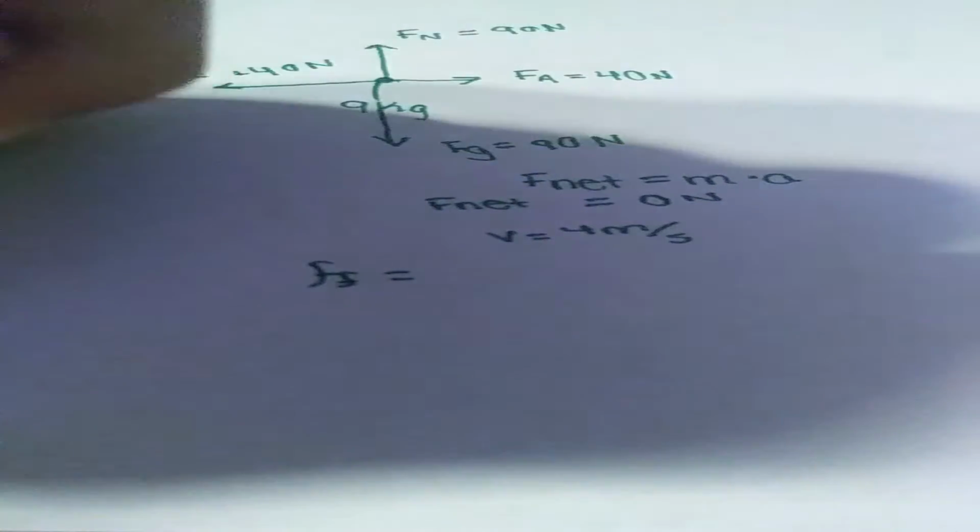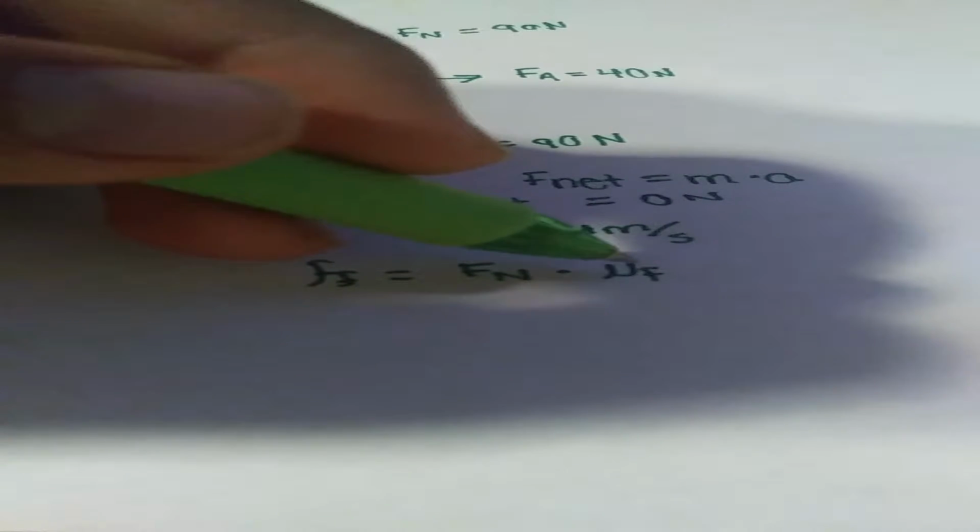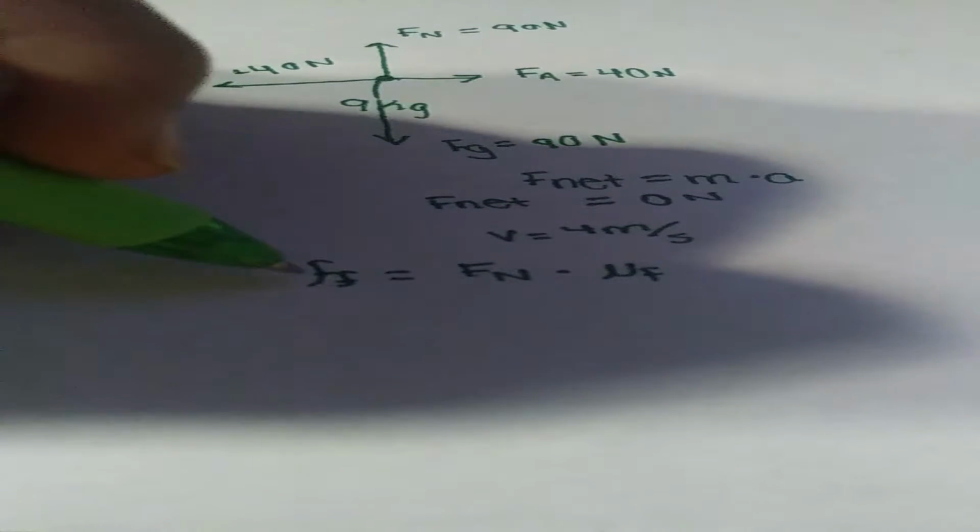So now we can go ahead and plug this into the equation we learned from class. No, this is the coefficient of friction, but the force of friction is equal to F of n times the coefficient of friction. We know F of n is 90, and I'm going to go ahead and substitute mu for x. So 90x is equal to the force of friction, which is 40.